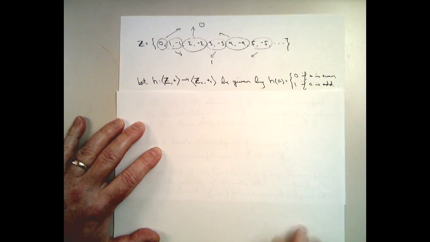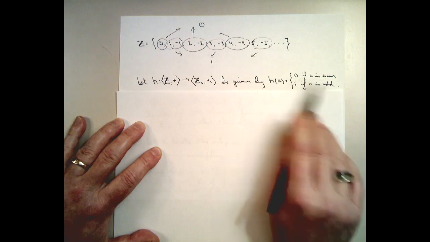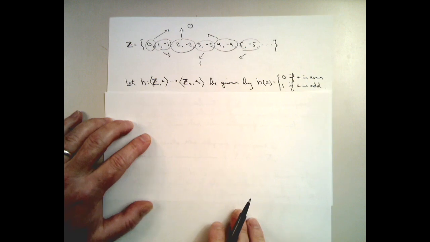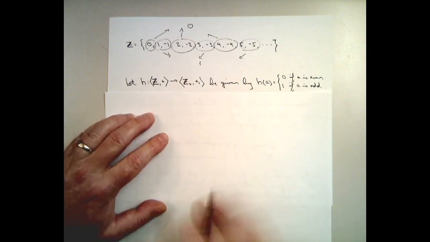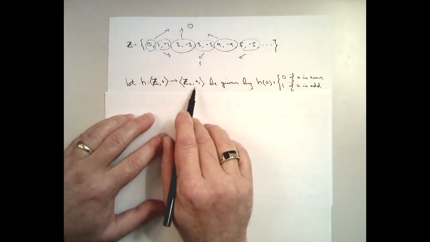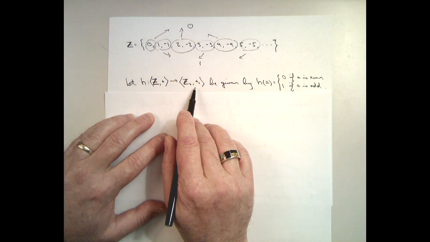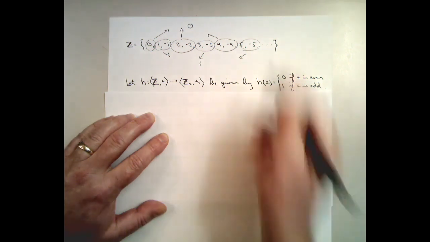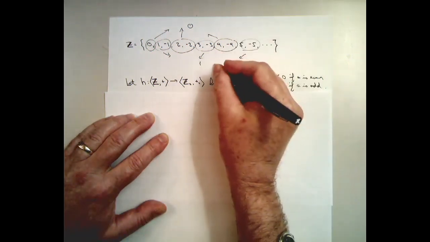I'm sending all of the even numbers to 0, all of the odd numbers to 1. I claim that's a homomorphism. I claim that the operation on Z, and I'm assuming ordinary addition on Z, I'm assuming mod 2 addition on Z2, the operation of ordinary addition is preserved by this homomorphism. Well, let's just check that out for a moment.